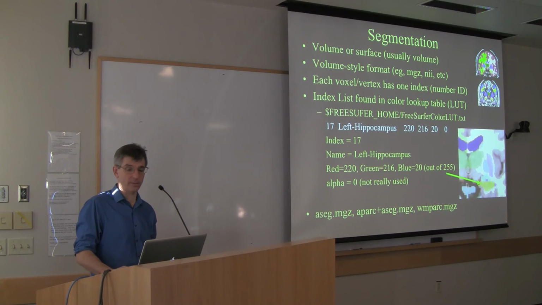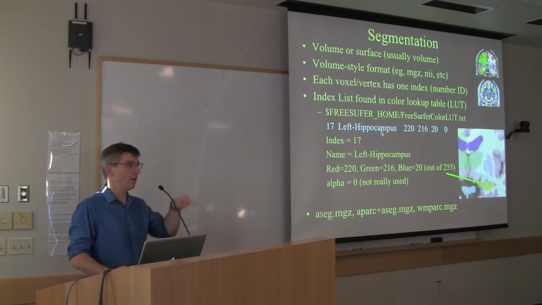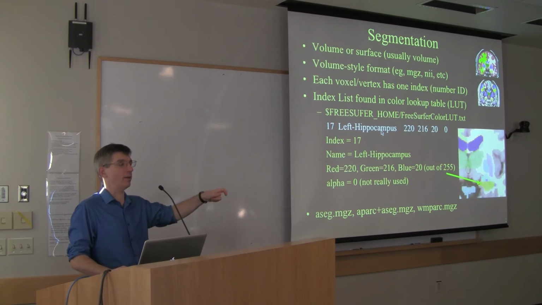And if you look inside the aseg, you see this yellowish blob there. Every value inside of that yellow blob is number 17. So when FreeView loads this up, it says, oh, that's number 17. I'm going to go into this lookup table and find number 17, and it's going to see, okay, that's left hippocampus. So I'm going to print left hippocampus down at the bottom left.